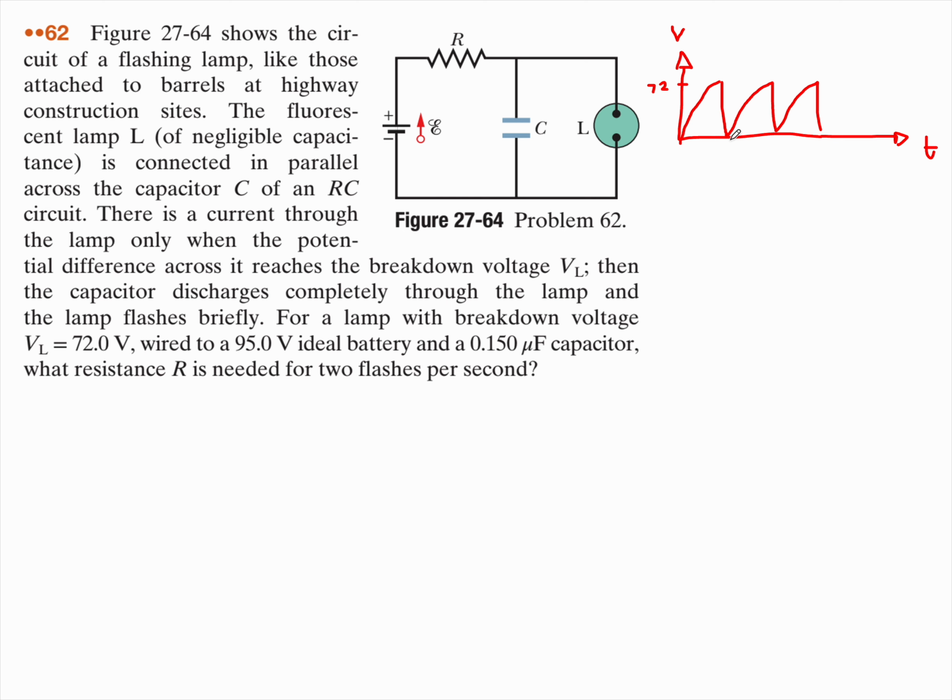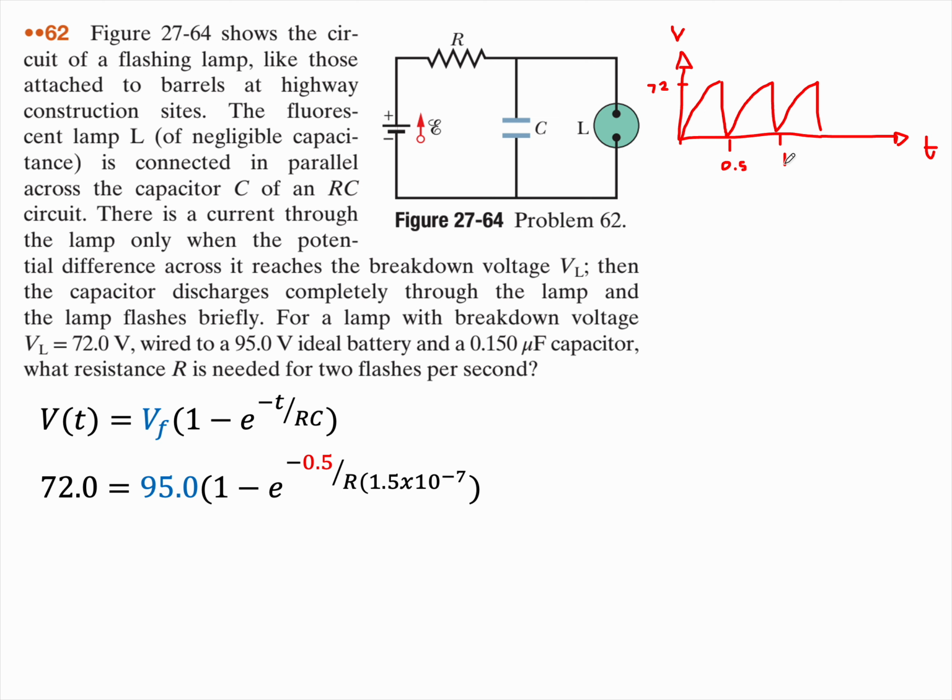We need the time for this to happen. We need this twice per second. And so the time for one of these would be 0.5 seconds. If we remember our equation for a charging RC circuit, the voltage at any given time is equal to the final voltage times 1 minus e to the negative t over RC.